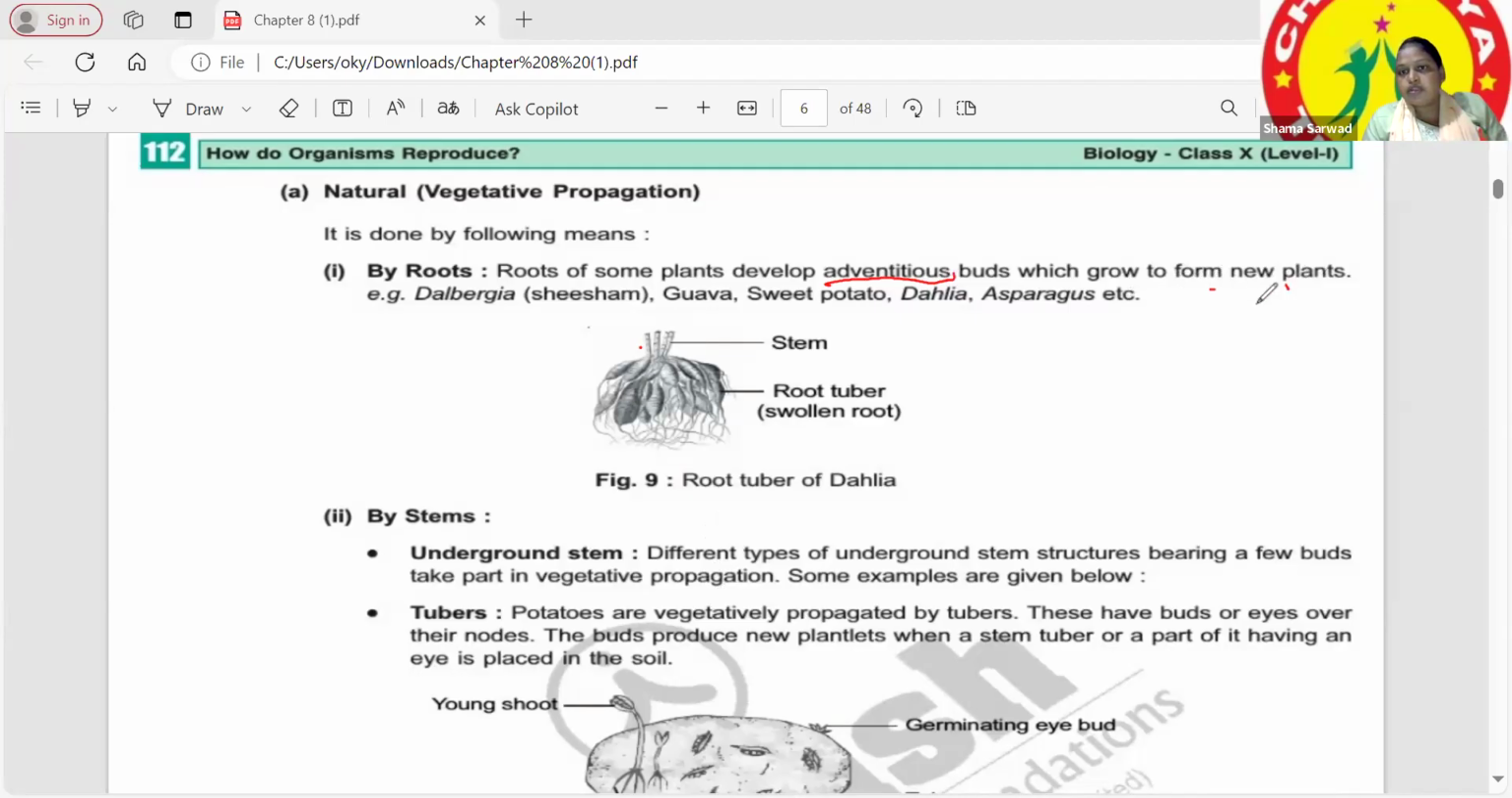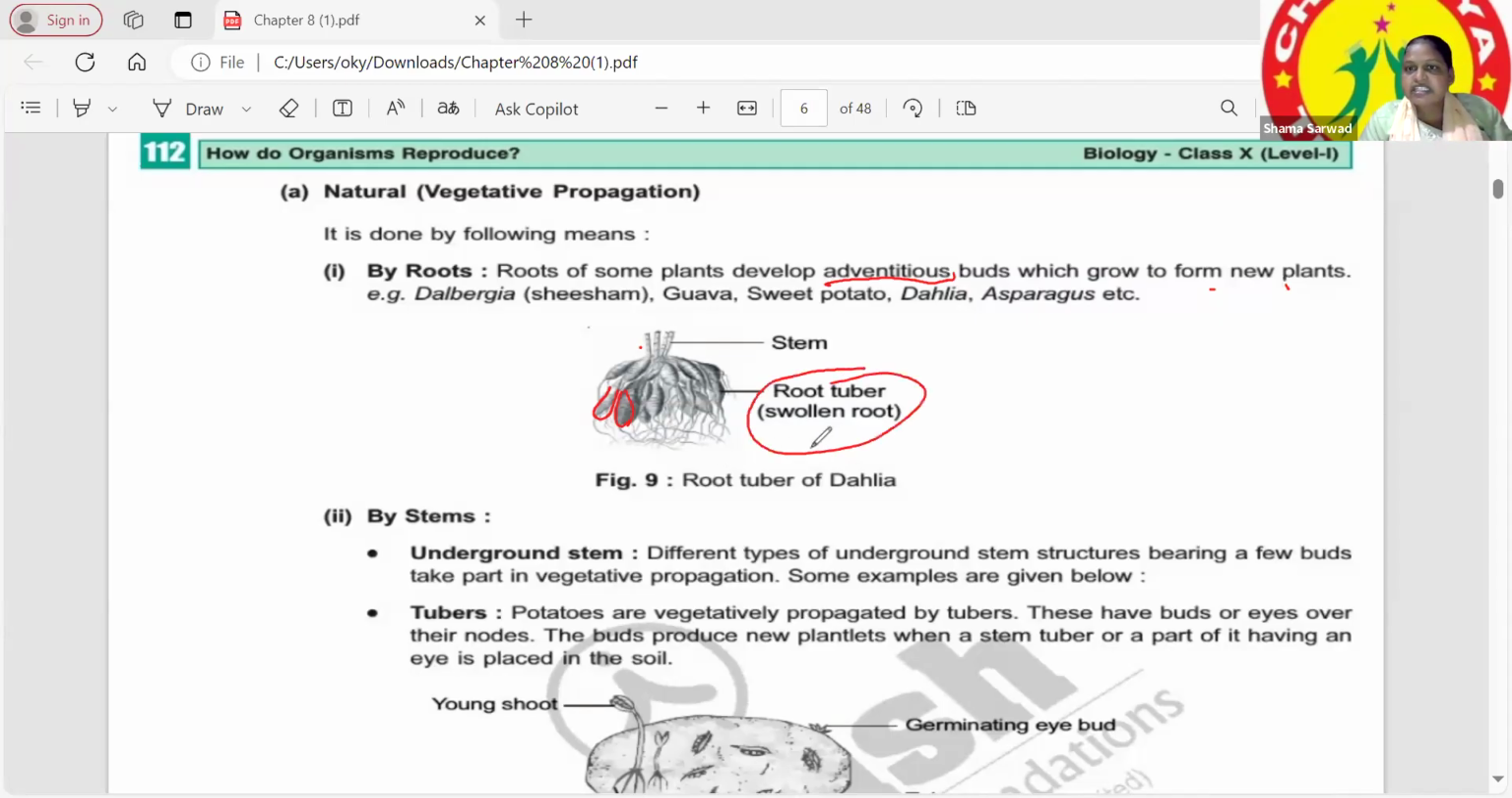Which grow to form new plants, meaning the roots. These are the roots, right? They will form buds, and these buds will lead to new plants. So a plant in a plant. Yes, like the budding system we have seen earlier, and even Hydra, I guess. The same thing happens in vegetative propagation, but it takes place in the root.